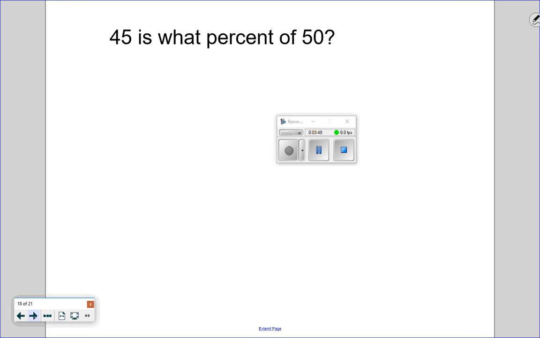Okay, let's look at another problem. 45 is what percent of 50? I'm going to set up my proportion. And I know one of them is going to be over 100. Now in this case, I don't know my percent. It doesn't give me a percent, so that's my unknown value. I'll put x over 100 in this case.